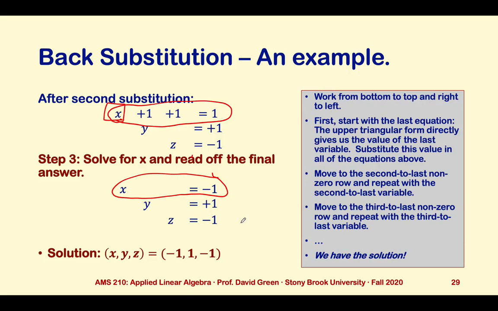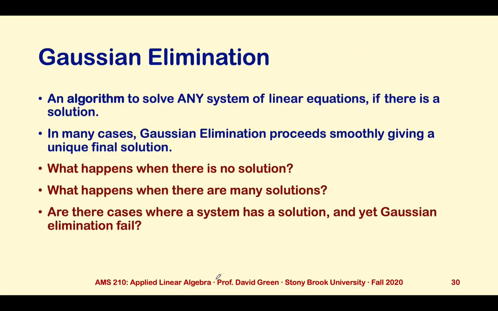We could leave it in this form, but we often represent solutions to systems like this, thinking of them as ordered triples, as vectors perhaps in a space. And so we might write this as the solution being the ordered triple (x, y, z) equals (-1, 1, -1). Okay. This approach works for any system with a few caveats.